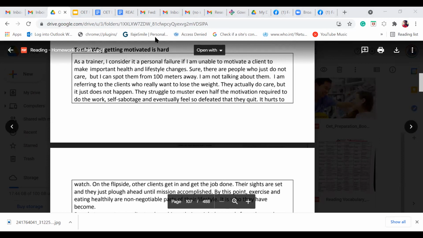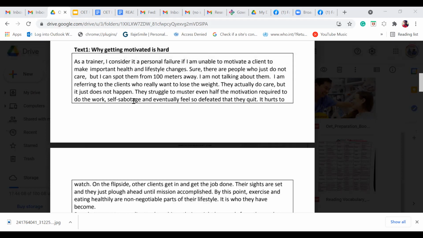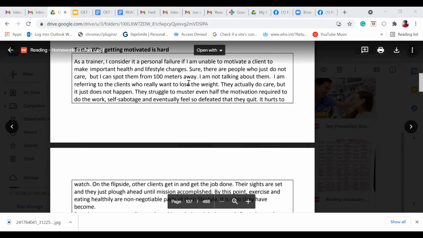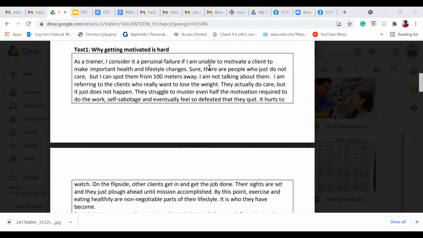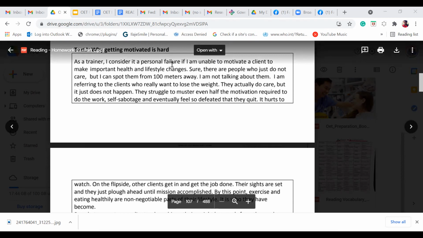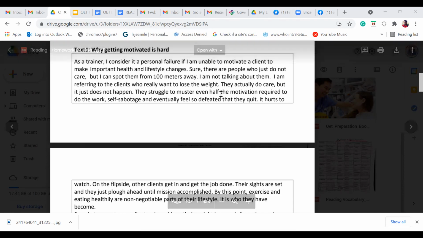So we are revising OET Part C, and we have just started. We are using our own workbook, and we are talking about motivation. This is test 1. The question is, what is paragraph 1 talking about? What do we learn in the first paragraph? If you look at this paragraph, it's talking about a trainer. It's talking about lifestyle changes and why he feels like a personal failure if he's unable to motivate a client. Look at the options.